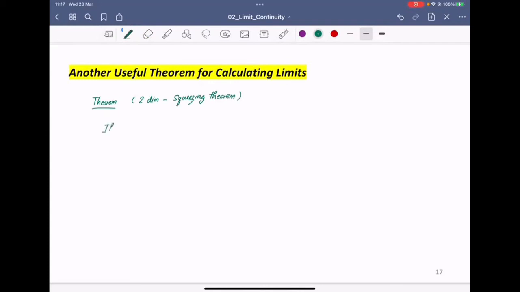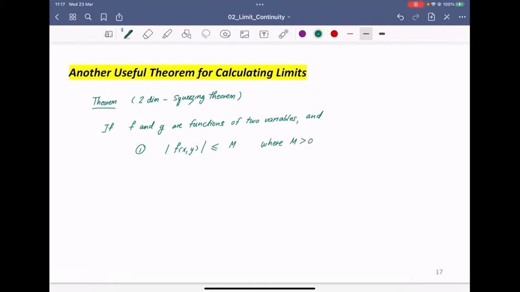So the statement is: if f and g are functions of two variables, you have two functions f and g, and you meet two conditions. Number one is that function f is bounded by some number m. There's going to be some number m that is the upper limit of the absolute value of f. In math, this is called f bounded by m.